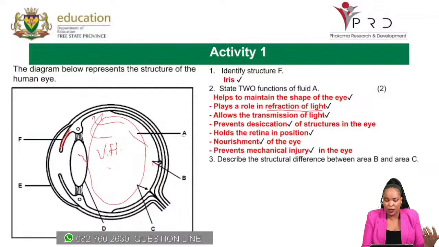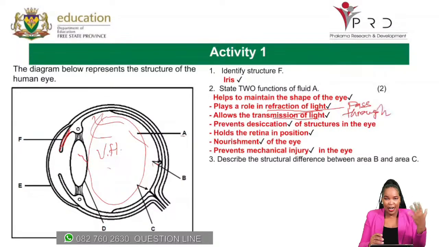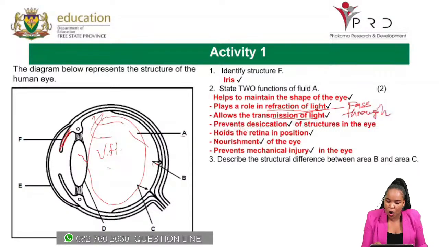It also allows the transmission of light. So it allows that light to pass through, to transmit, or let's say to pass. Yes, pass through. So you can remember this terminology. So it allows the light to pass through. Then it also prevents desiccation of structures in the eye. So it prevents the structures from drying out. It keeps them moist. And then it holds the retina in position. Also, the retina must be kept in position. Then the vitreous humor is going to help with that.